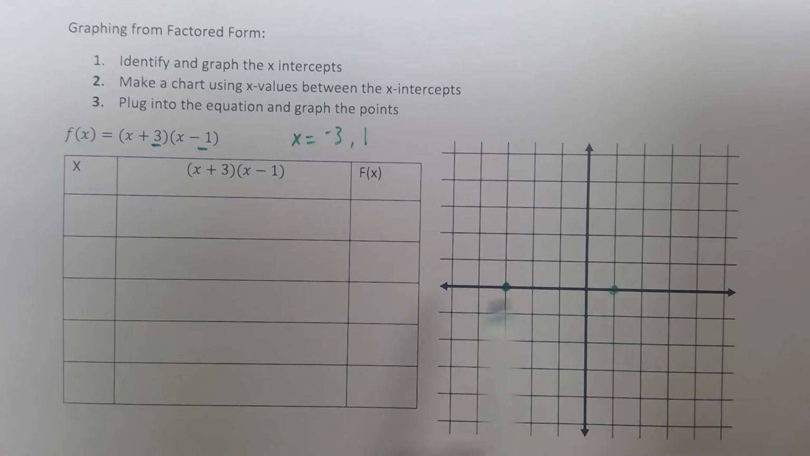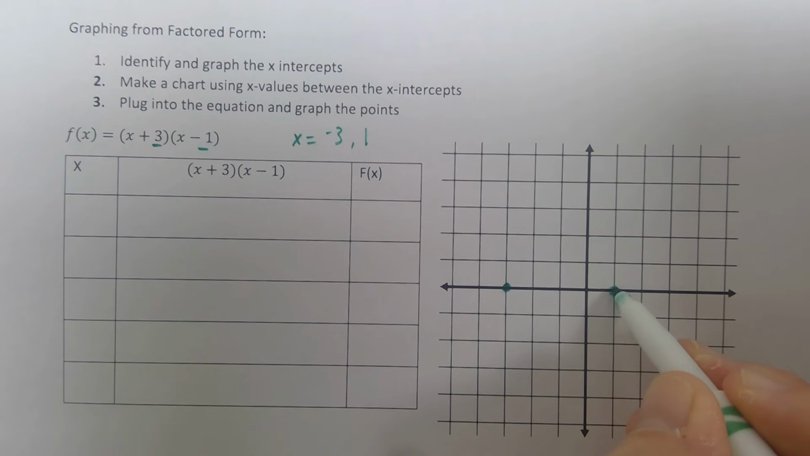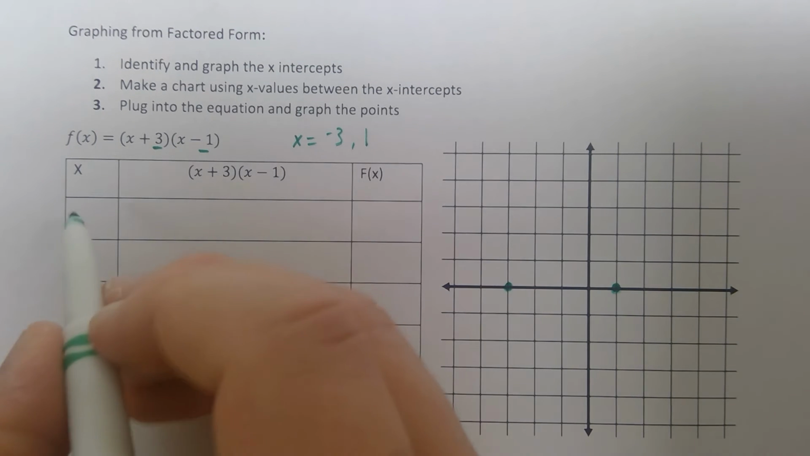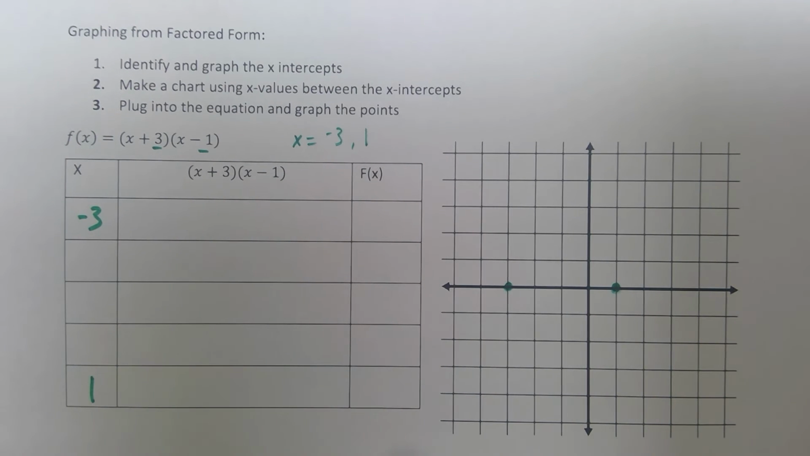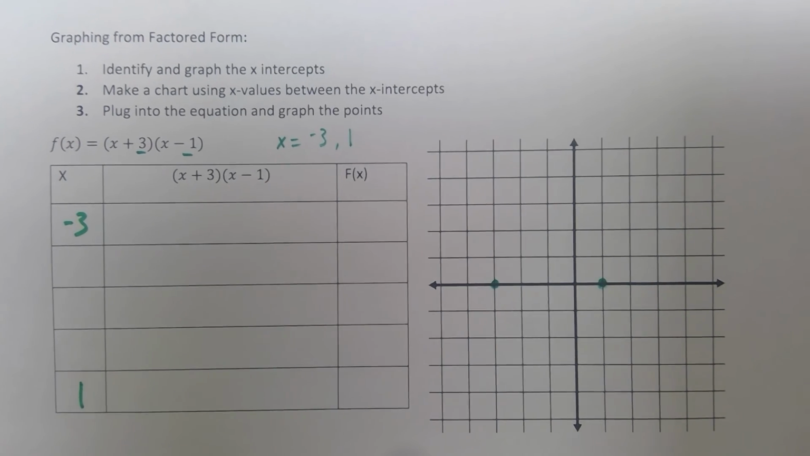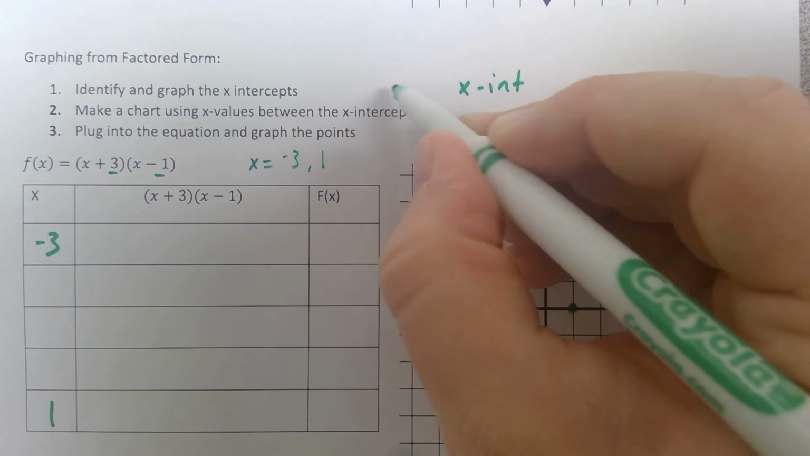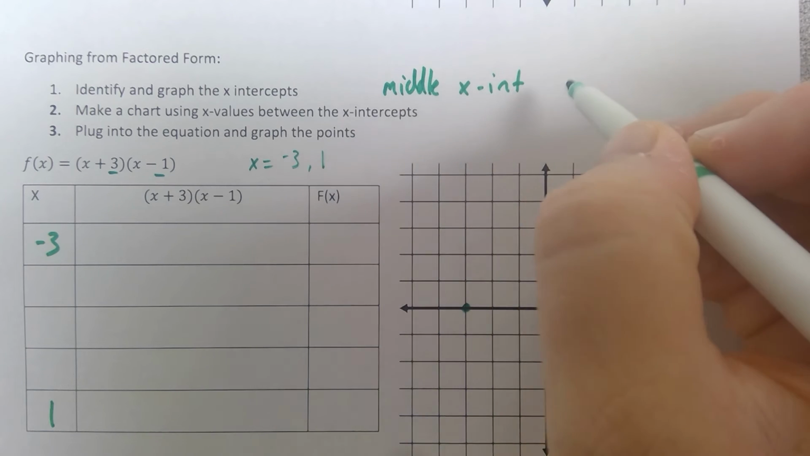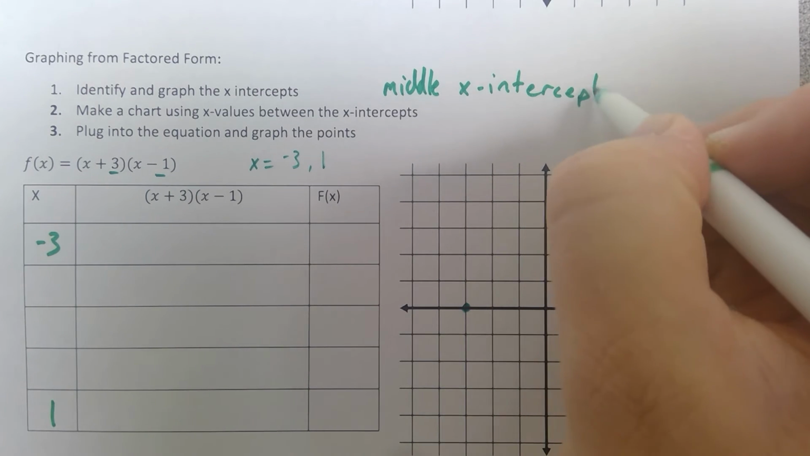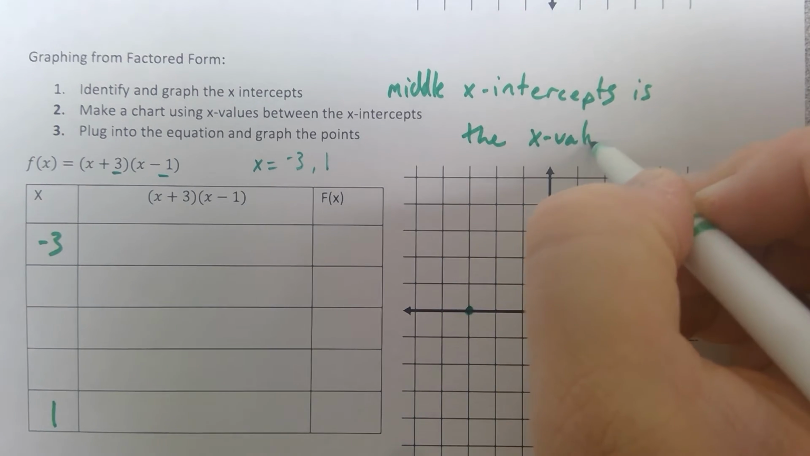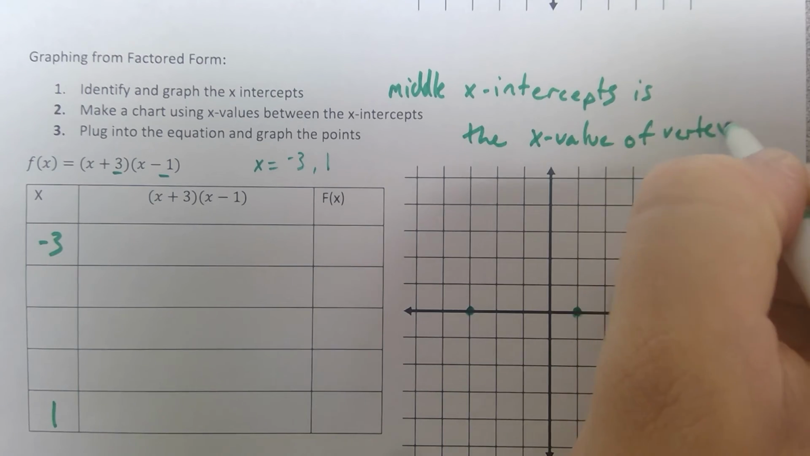Now, one thing I want us to notice is that we have 1, 2, 3, 4, we have 4 spaces between here. So we're going to use our x-intercepts in our table. But what we also want to do is figure out the middle of our x-intercepts, which is the x value of our vertex. So the middle of the x-intercepts is the x value of the vertex. So we'll see that in a second.